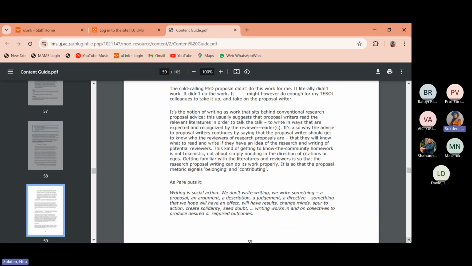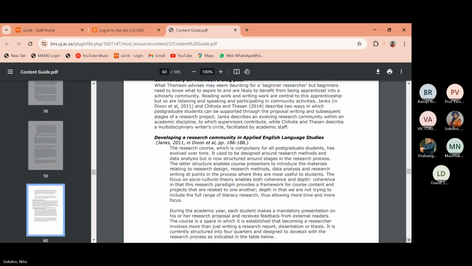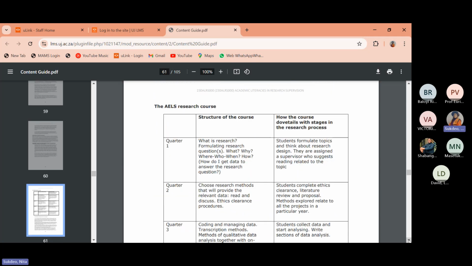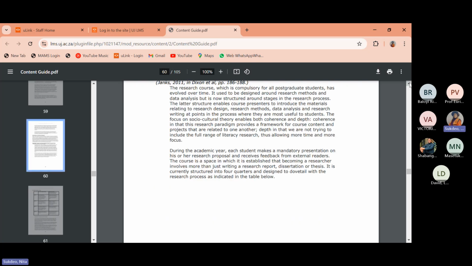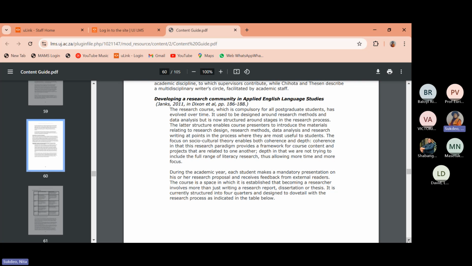But I want to actually take you through the next one, which is developing a research community or research group or profile, right? This was based on applied English language studies, right? The research course, which is compulsory for postgraduate students, has evolved over time. So applied English language studies was teaching the students how to write in English.